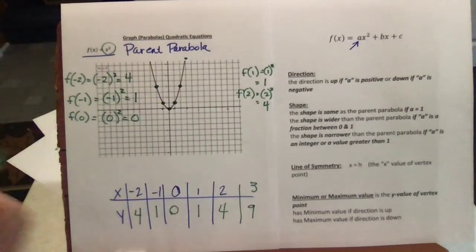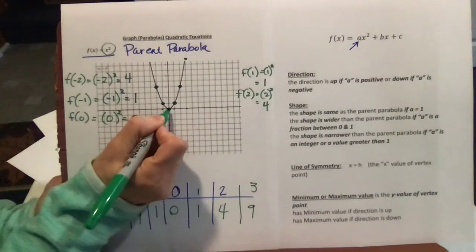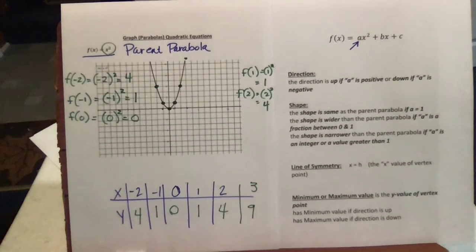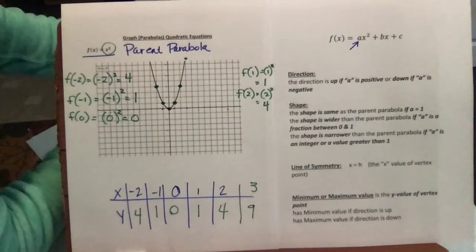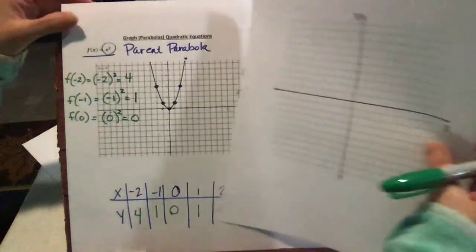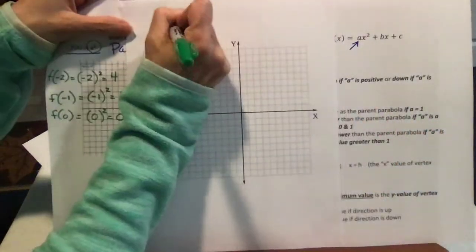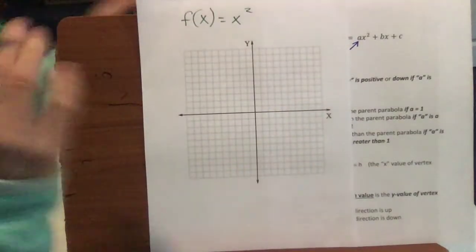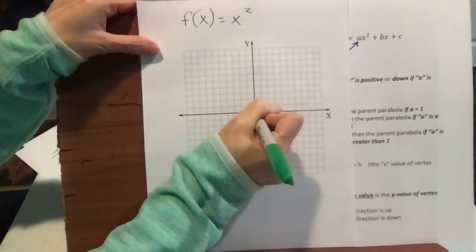Now this is the parent parabola, and a parent parabola always has its vertex at 0, 0. Okay? And I'm going to regraph this so we can do this again. All right, so it's f of x equals x squared. A parent parabola always has its vertex at 0, 0.